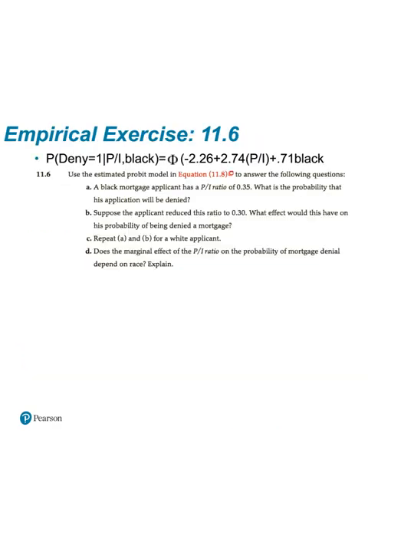All right, so I'm going to do right now one of the empirical exercises at the end of your chapter. This is going to be problem 11.6. We're going to use the same exact formula that we just estimated in the prior slide. So we've estimated the constant, negative 2.26, the slope on PI, the slope on the black dummy variable, and in A, we're going to use the estimated probit model from 11.8, which is this model right here, to answer the following questions.